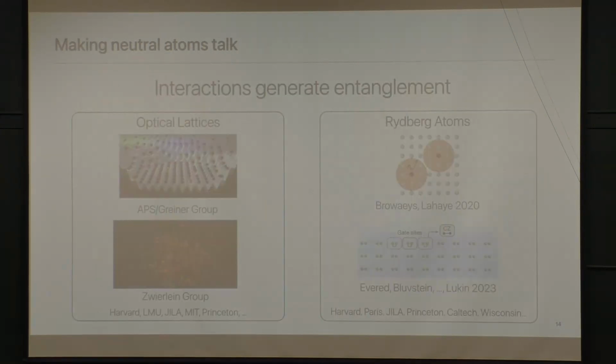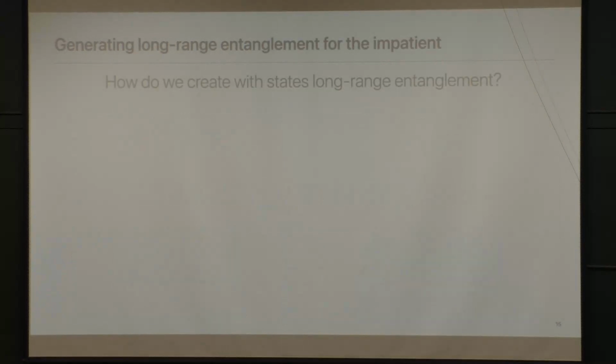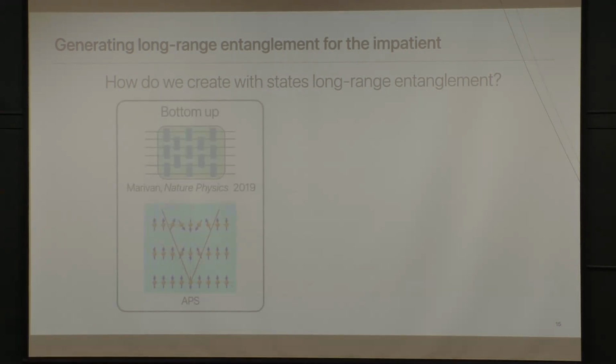Okay, but both of these interaction mechanisms are spatially localized, right? And so you can ask, what if I want to generate a state with some very long-range entanglement? Well, with these local interactions, I may need to wait an extensive amount of time with my system size, because there are some effective limits with these local interactions.